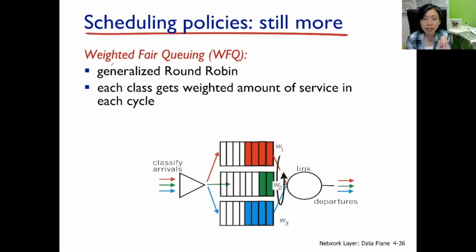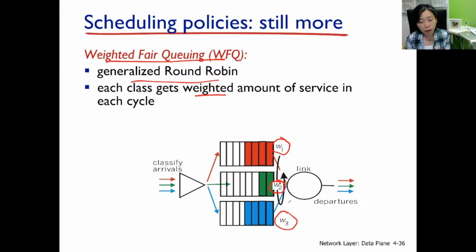Last is the combination of priority and round robin, so weighted fair queuing here. This is a generalized round robin, and it's almost like having some level of priority. You assign weights to different queues: weight number 1, weight number 2, and weight number 3 here.